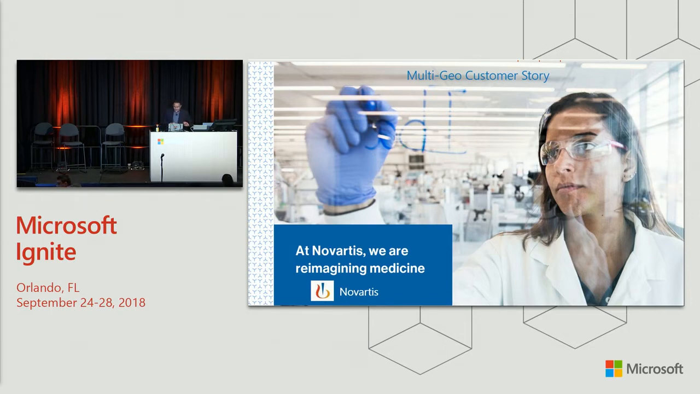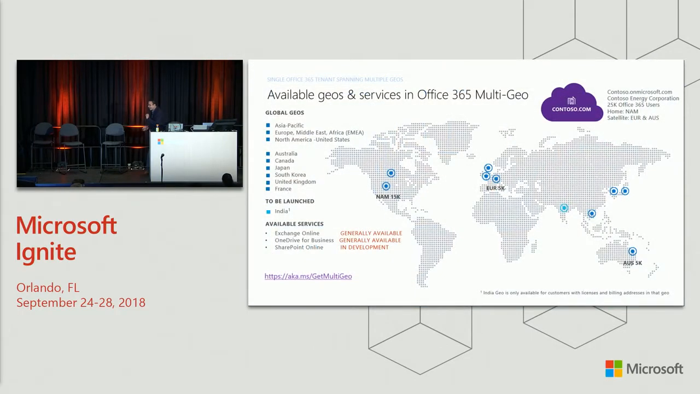All right, let me now get going on the further demos before I get into the one last slide. So what are the available geos? I think I mentioned earlier there are 3 main regions: Asia Pacific, North America, and EMEA, as well as countries like Australia, Canada, Japan, South Korea, United Kingdom, and France.